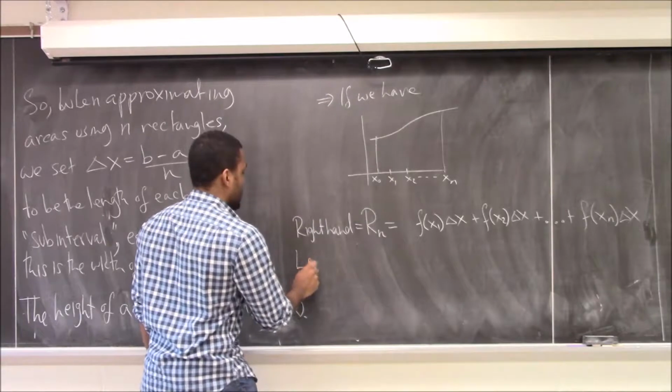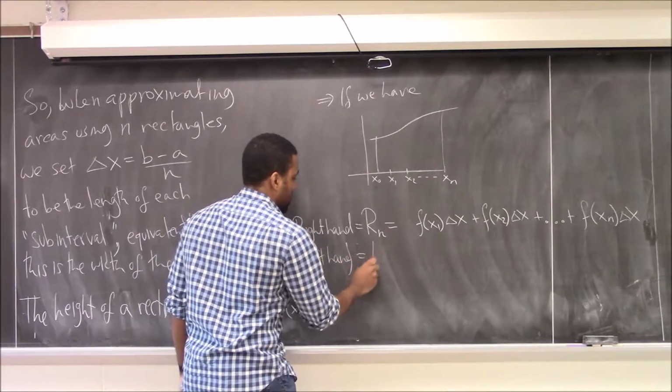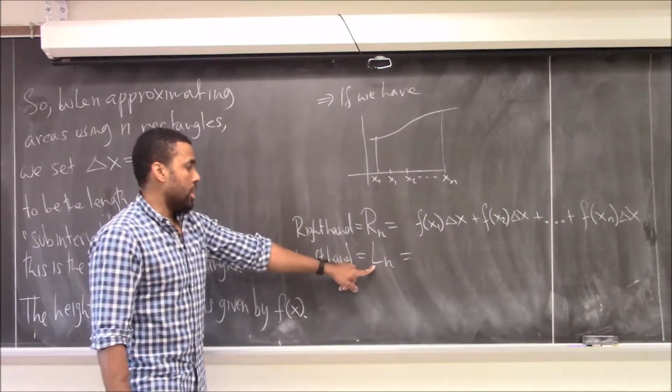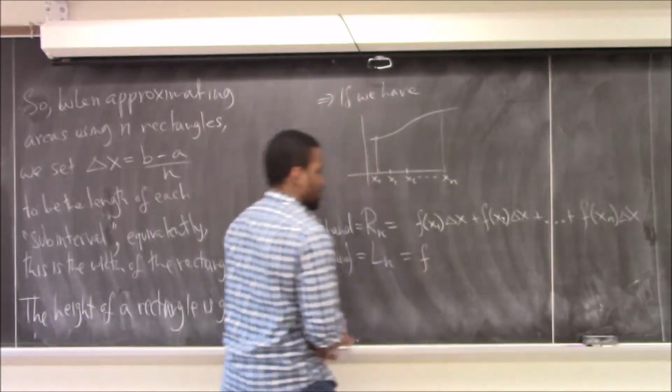If I want to do the left hand, which is sometimes called Ln, the left-hand endpoints using n subintervals, what's the first guy I'm going to plug into f?